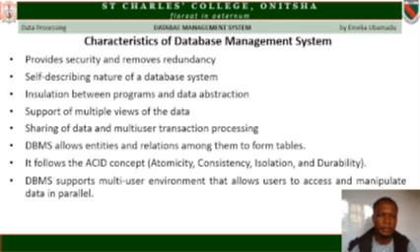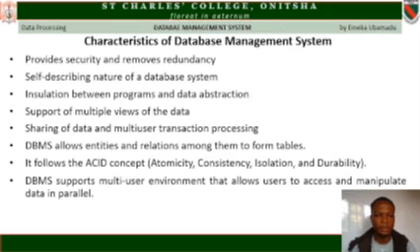Now let us look at the characteristics of database management system. Number 1, it provides security and removes redundancy. Number 2, self-describing nature of a database system. Number 3, insulation between programs and data, and abstraction. Number 4, support of multiple views of the data. Number 5, sharing of data and the multi-user transaction processing.